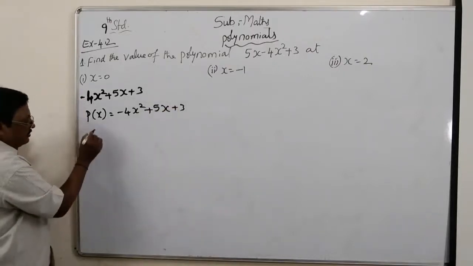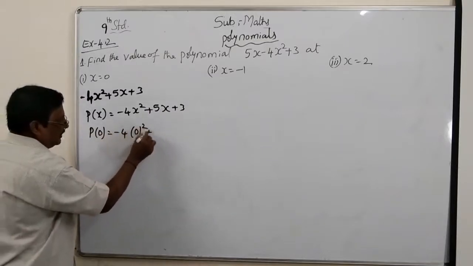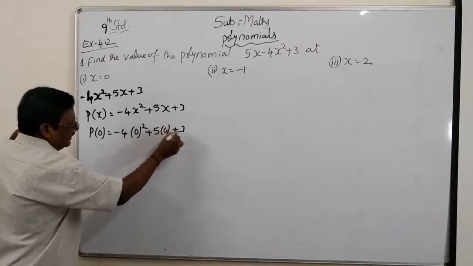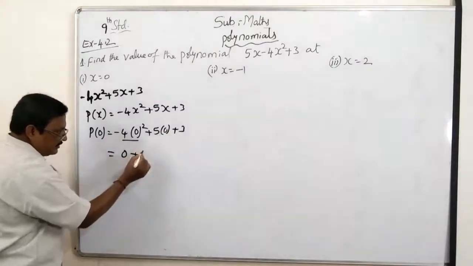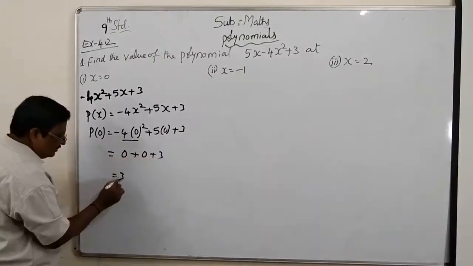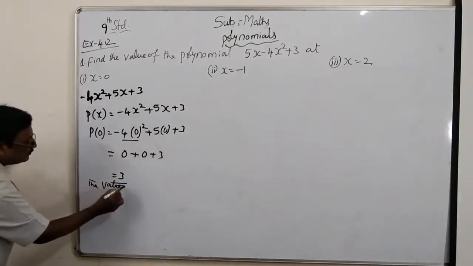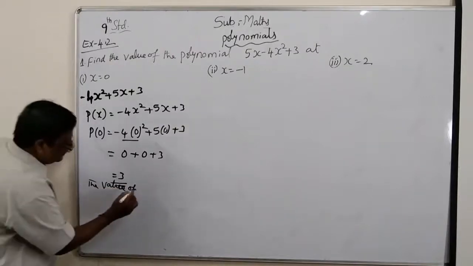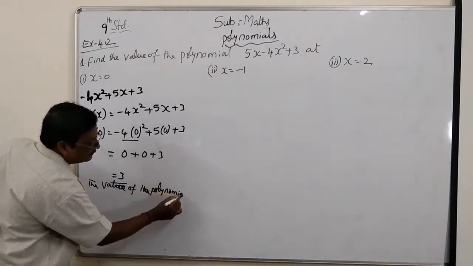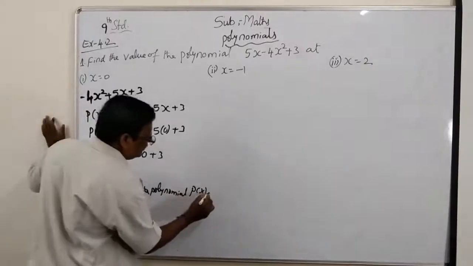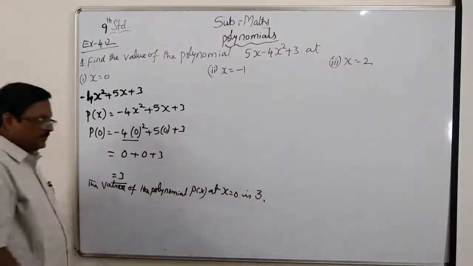When x is equal to 0, p of 0 is equal to minus 4 into 0 square plus 5 into 0 plus 3. Here 0 into any number is 0, and 3 remains as it is. This is equal to 3. Therefore, the value of the polynomial p of x at x is equal to 0 is 3. This is the first one.